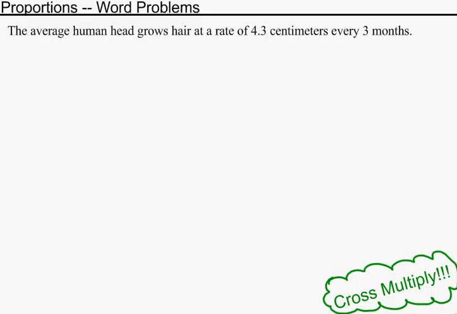Let's take a look at how we can use proportions to solve word problems that may seem complicated at first, but aren't really that difficult. So the beginning of my word problem tells me that the average human head grows hair 4.3 centimeters every 3 months, which is a fun fact.